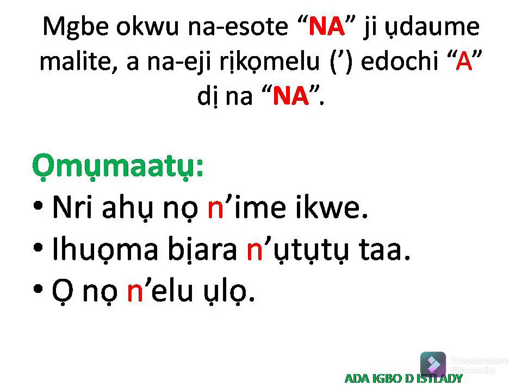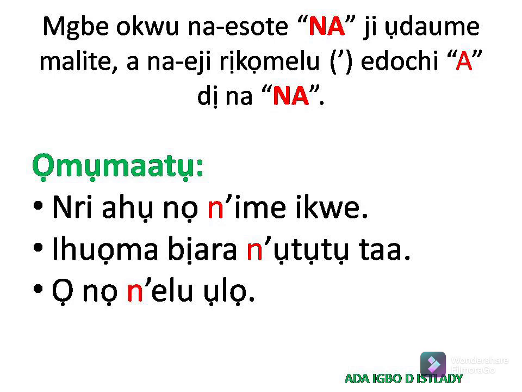The next one is when the word after na begins with a vowel. All you have to do is to remove the A in na and replace it with an apostrophe. A ga-ewepụ a dị na na were rekọma elu dochie ya. Example, we have Nri ahụ nọ n'ime ikwe. Ihe ọma bịara n'ụtụtụ taa.